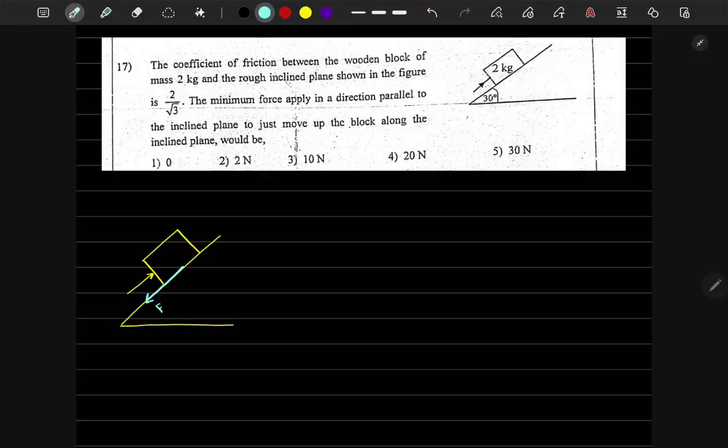What would the value of friction be here? To find the minimum force to apply to move it up, the friction acting here should be the maximum friction. So what is the value of the maximum friction? That is mu R, where R is the normal reaction force on this object from this inclined plane.